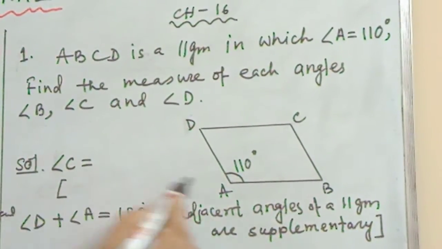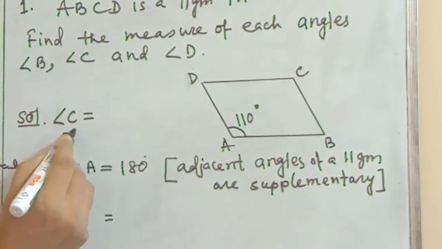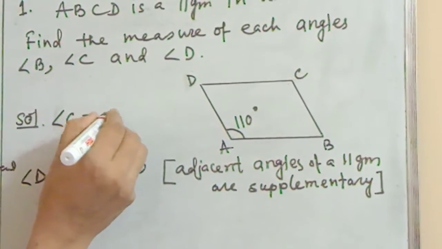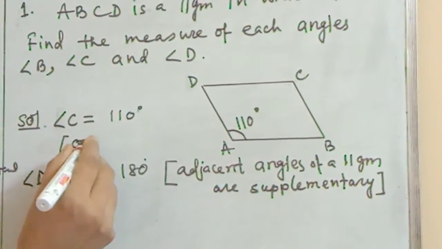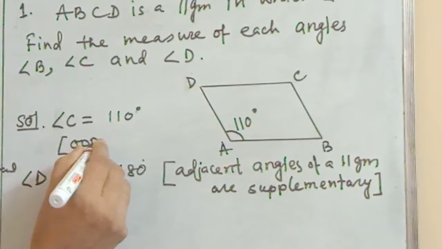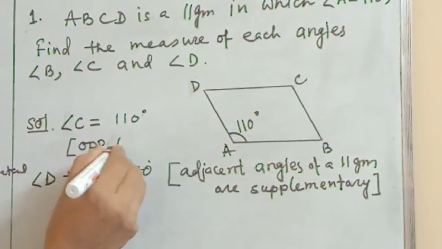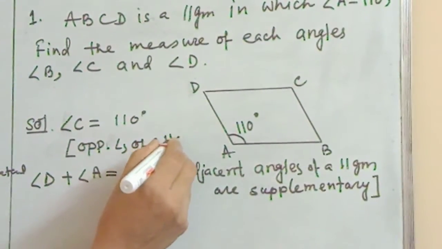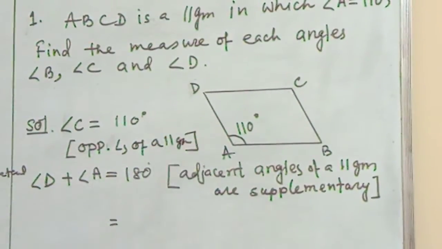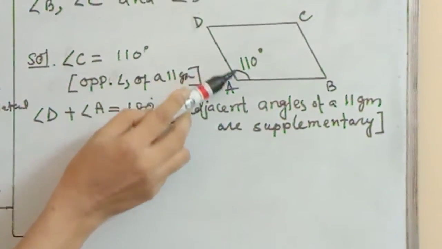You know that opposite angles of a parallelogram are equal, so easily you can find angle C. Angle C is equal to 110 degree, because opposite angles of a parallelogram are equal. Reason you have to write: opposite angles of a parallelogram are equal.